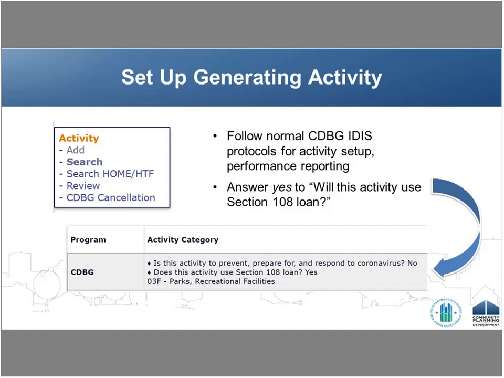The first one is: is this activity designed to prevent, prepare for, respond to coronavirus? Most of these activities are not, so we can typically leave that as no. If it is, you can certainly change that to yes. And then the next question is, does this activity use the Section 108 loan? The default on that is no, so you will need to change that to yes. If you do not change it to yes, when we get to the funding stage of the activity, you will not see SL and SI funds. And then after that, we will select what the matrix code is for the activity. In this case, we picked 03F for parks and recreational facilities. And then you'll continue on with the rest of the setup for the activity.